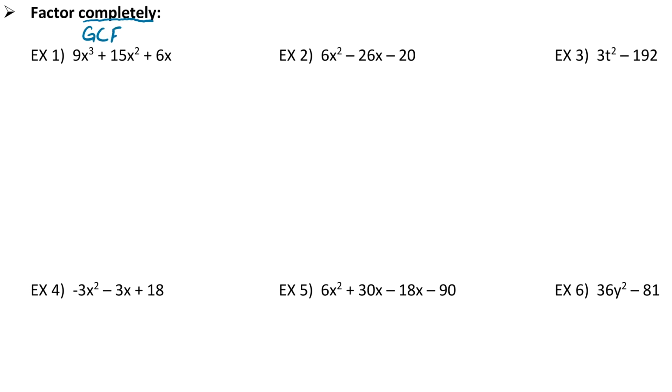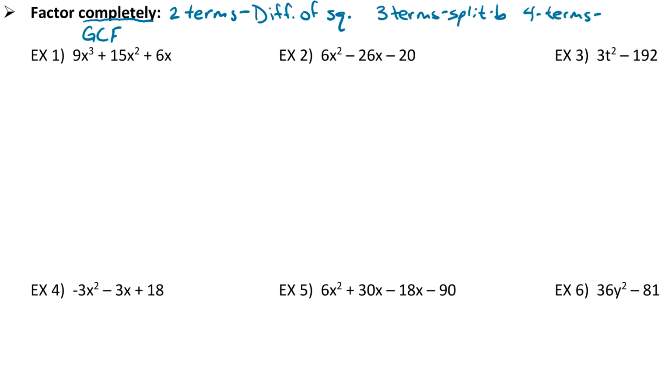Every single time we say to factor, the first thing you should always look for is, does it have a GCF? If it does, then factor that out first. After that, we're going to look at how many terms it has. If it has two terms, then that would be difference of squares. If it had three terms, then we know that would be split B. And if it has four terms, then we know that we could factor that by grouping it.